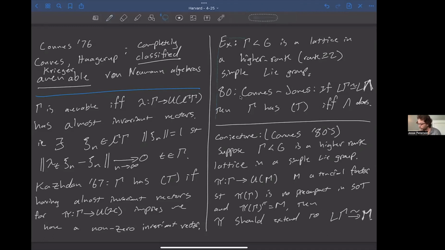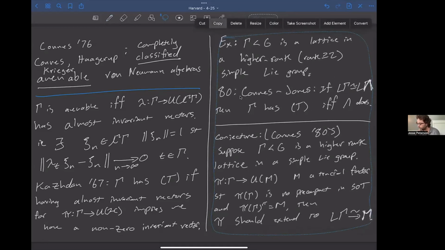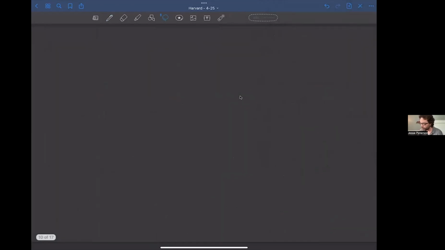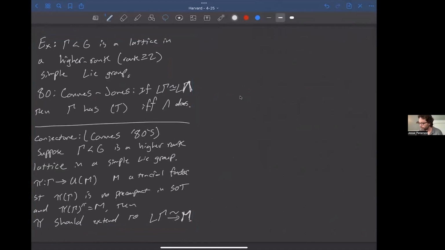So where did Alain Connes, so that's the conjecture, that the rigidity of the lattice should somehow say that from the image of this homomorphism, we can already recapture the von Neumann algebra. So where did this conjecture come from?